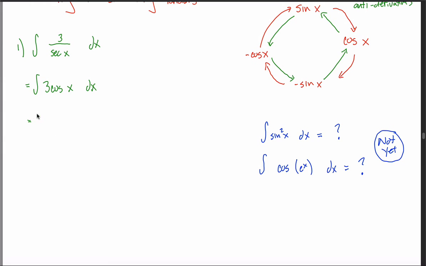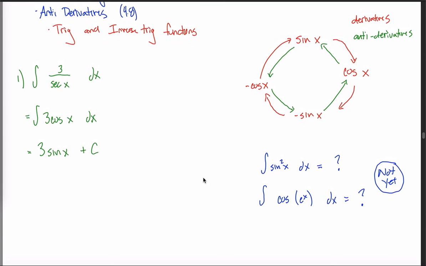If you want, you could write 3 out in front of the integral and then take the antiderivative of cosine of x. Or if you're really good with these at this point, you might just be able to look at this and be like, well, the antiderivative of cosine of x is sine of x. So this answer here will be 3 sine of x, and then tack on the plus C to make it a general antiderivative. But since we mentioned secant, maybe we should follow that thought through.